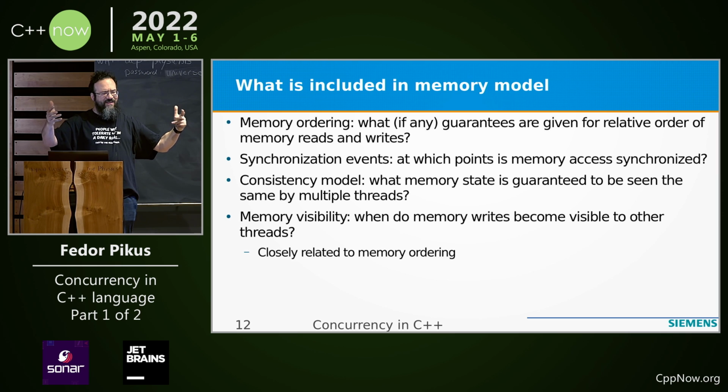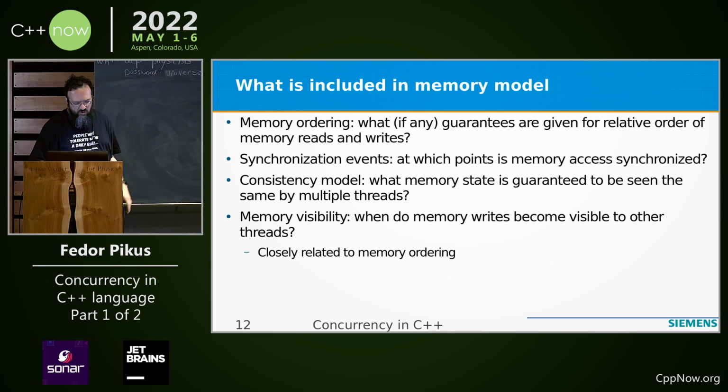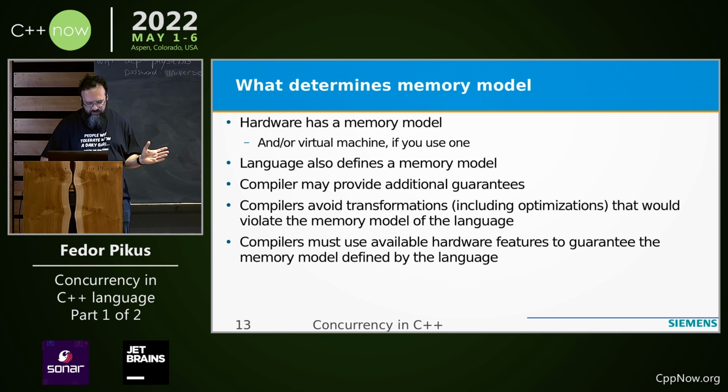Do I have the guarantee that they see the same state of memory? And if not, what could be the differences? If one of them is modifying the memory, what does the other thread see? What guarantees do I have about what the other thread sees? When does it become visible? So all of this is included in the memory model.